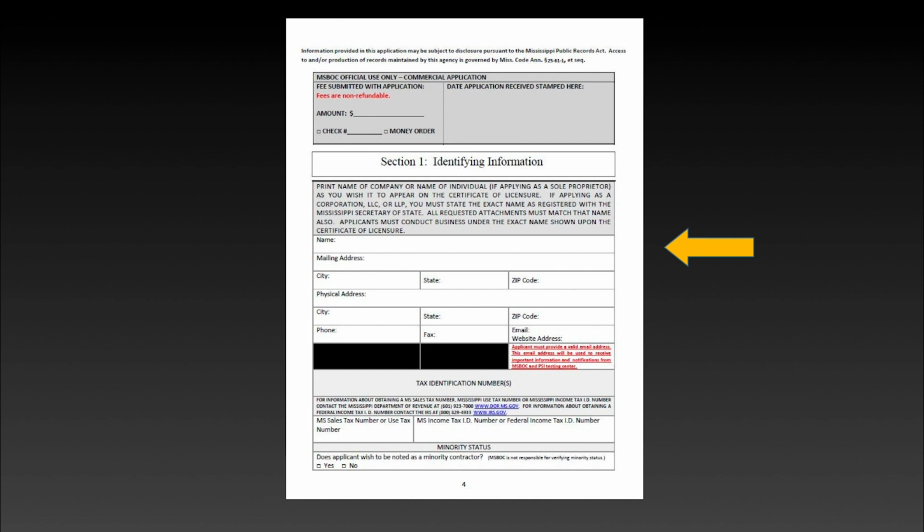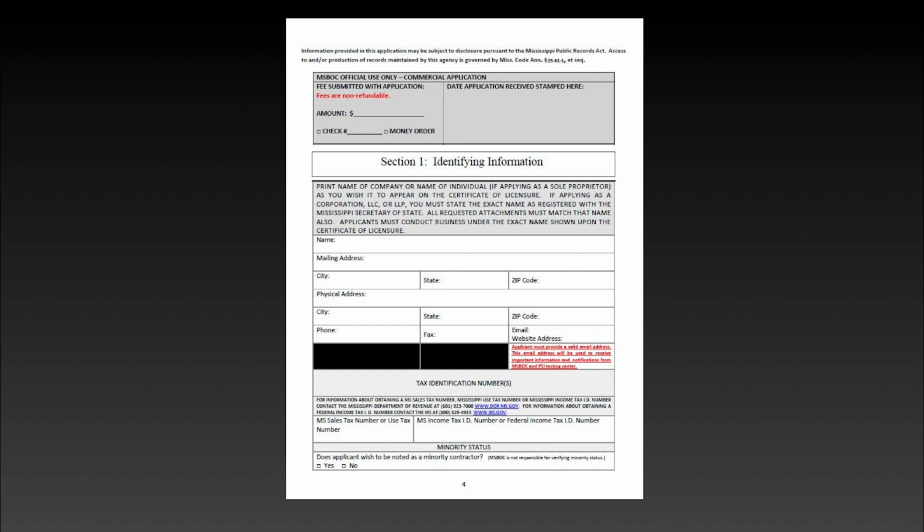The mailing address is the address where you want your license and any other communications from MSBOC mailed. If your physical address differs from your mailing address, you must also list the physical address. If it is the same, please write the words "same as mailing address."